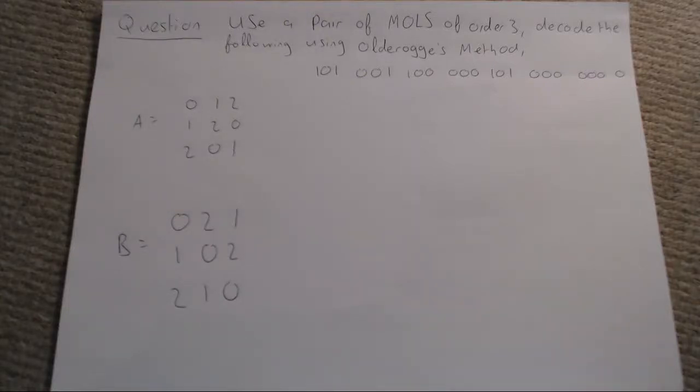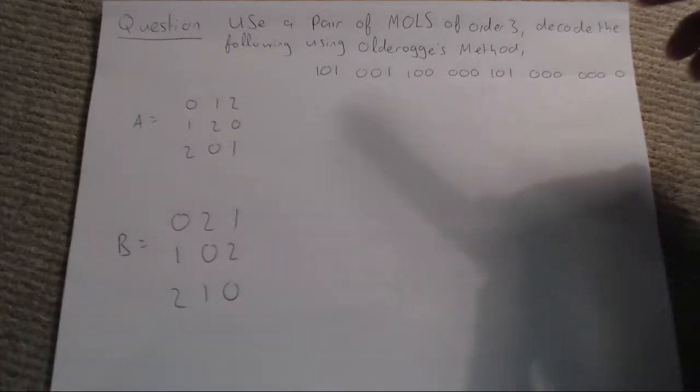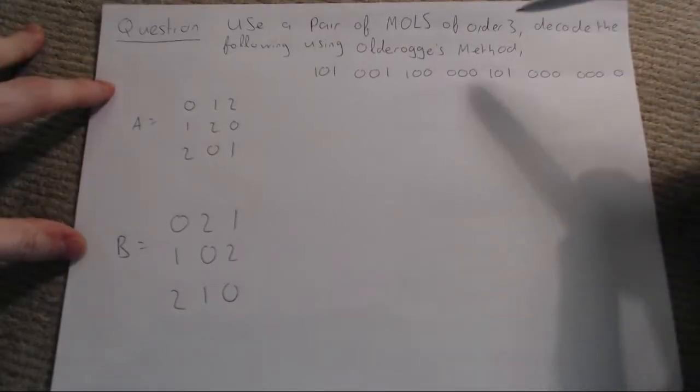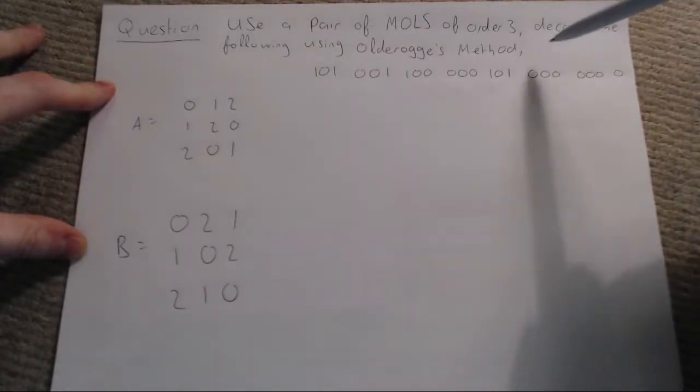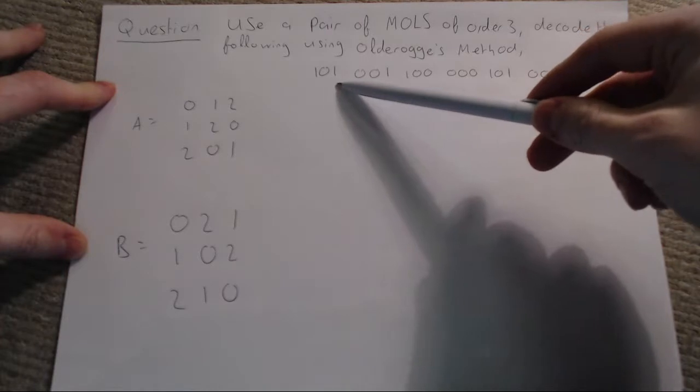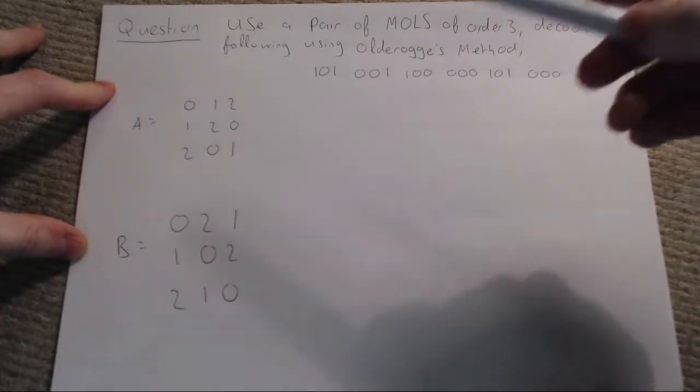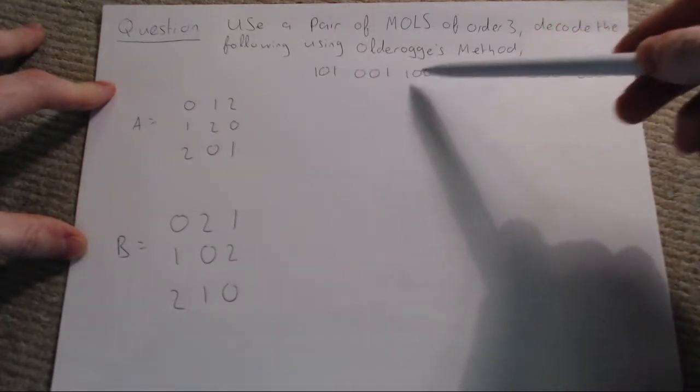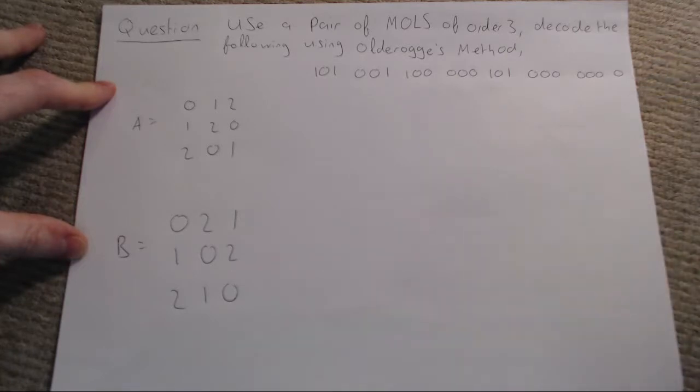So today we're going to have a look at using a pair of mutually orthogonal Latin squares of order 3 to decode the following using Olderogge's method. So I've got myself a message here that I've received. I've gone ahead and just split it into groups of 3 just for simplicity, but that's not always the case.